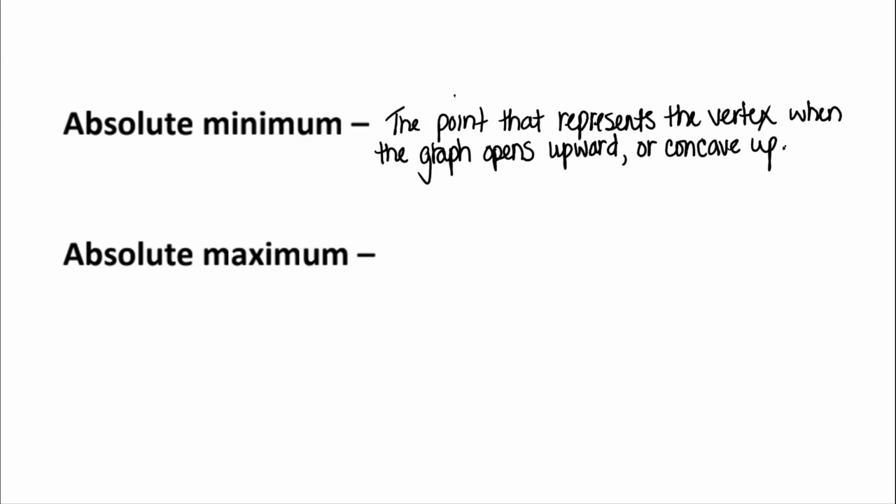When you have an absolute minimum or a minimum, the equation of the quadratic is positive. That's how we're going to get that opening upward or concave up. And at that point, the vertex would be at the very bottom of the graph. It would be considered the minimum.